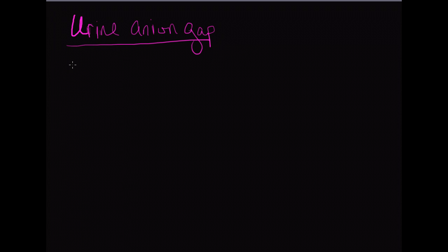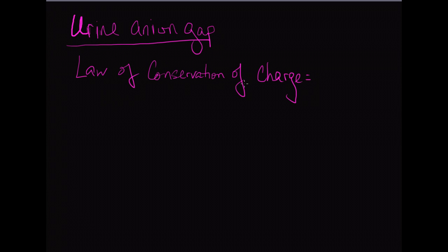So again, the urine anion gap or any anion gap formula works on the law of conservation of charge. In a simple mathematical formula, what that means is that the sum of the cations equals the sum of the anions. In this case, we're talking about cations and anions in the urine. So let's go over the more common cations in the urine.